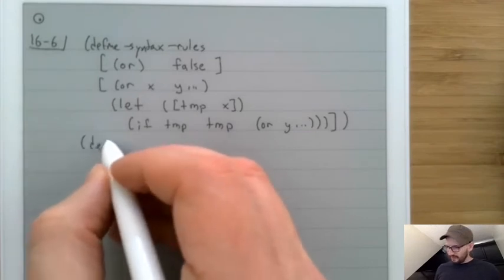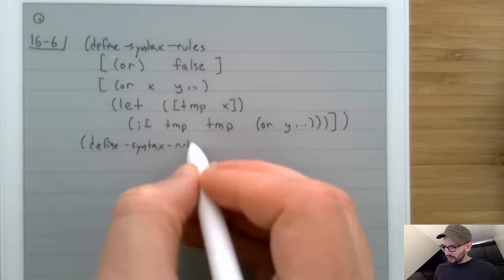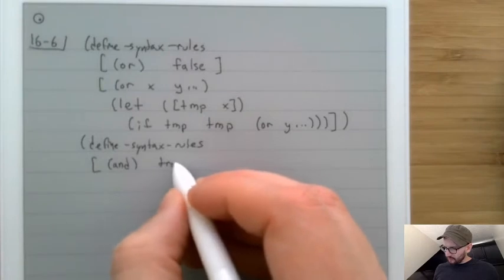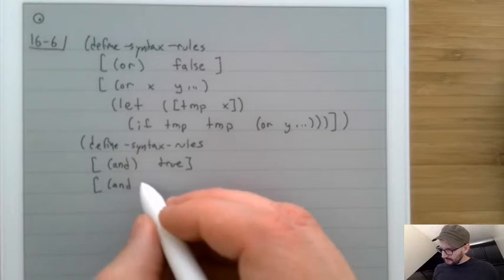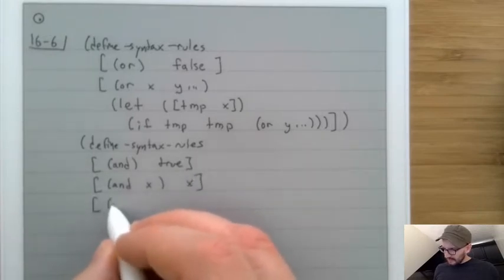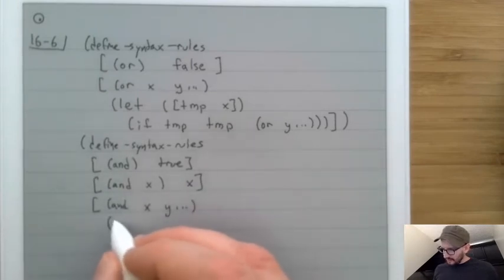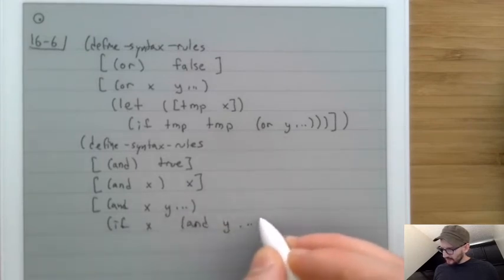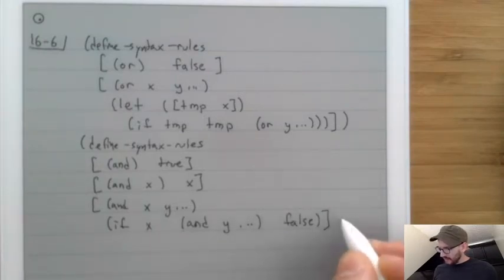Another example might be for defining and. Define syntax rules. An and all by itself would be true. And an and with one thing, x, would just be that thing. And then an and with more than one thing would be if x and y dot dot dot, otherwise false. Close the bracket, close the define.